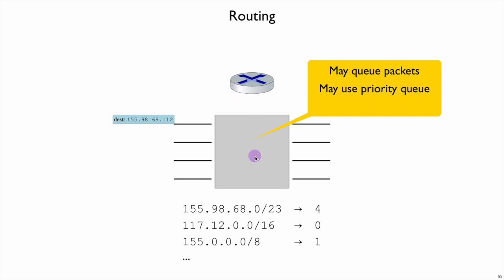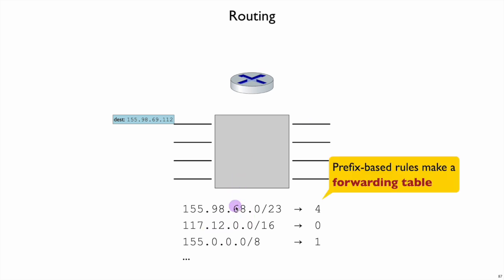This router has some other jobs. It may queue some packets. It may use a priority queue to give packets priority for one reason or another. It may even inspect the packet in different ways and more deeply than just the destination address. This simple kind of routing table that I've described with prefixes, that goes by the name of a forwarding table.